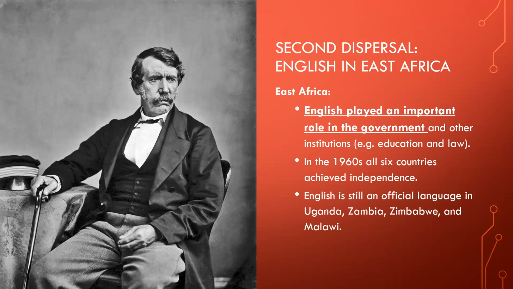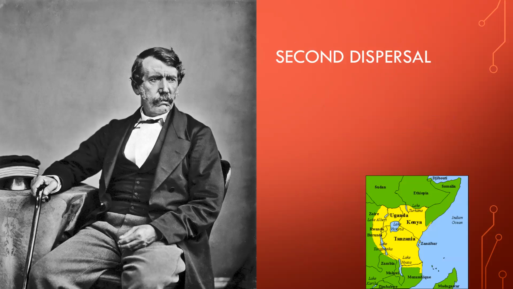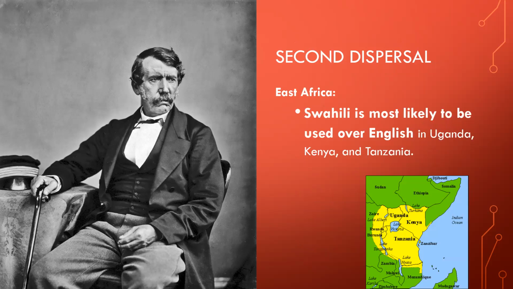However, since this is modern history and this wasn't that long ago, English is still an official language in most of these countries: Uganda, Zambia, Zimbabwe, Malawi, and many people from East Africa still speak it or also speak it as a second language, despite the fact that they achieved independence in modern history. Swahili is most likely to be used, however, over English, specifically in the context of Uganda, Kenya, and Tanzania.